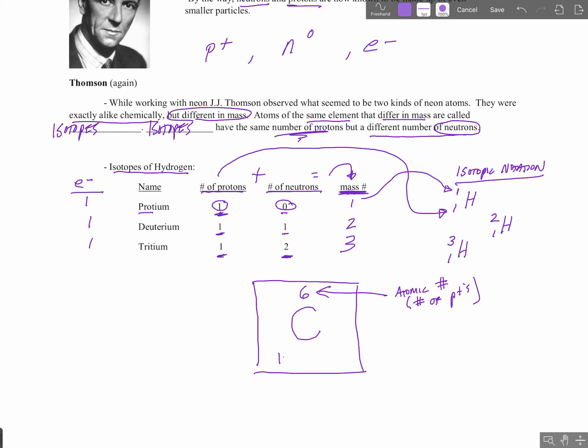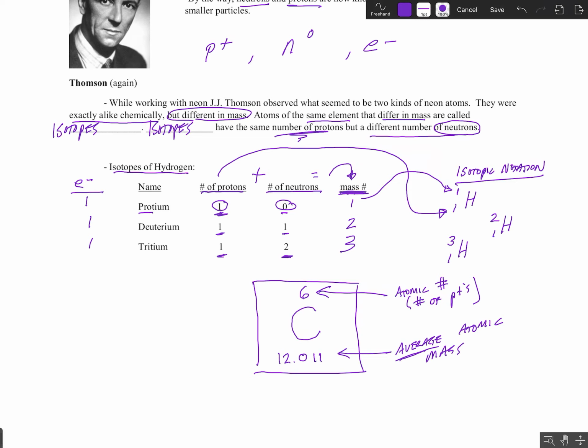Beneath the element symbol usually is a fraction. For carbon, it's 12.011. This is called the average atomic mass. It is not the mass number. It is the average atomic mass. And we'll talk about what the term average means and why this number is not an integer. Why is it 12.011 instead of just 12? And we'll talk about that in a later video.